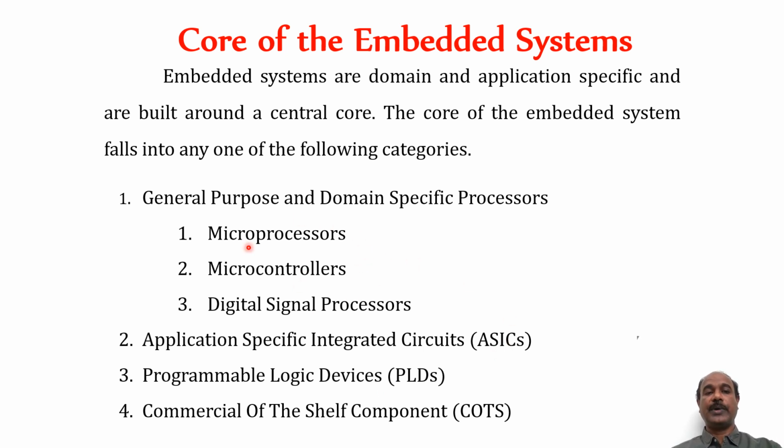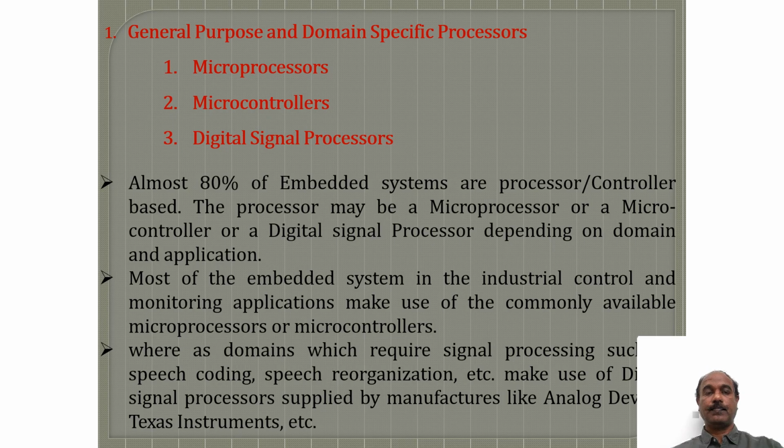So let us see them one by one again. Actually mainly there are four categories: general purpose processors, ASIC processors, PLDs, and commercially off the shelf components. Let us see the first one. General purpose and domain specific processors can be used for controlling your embedded system.